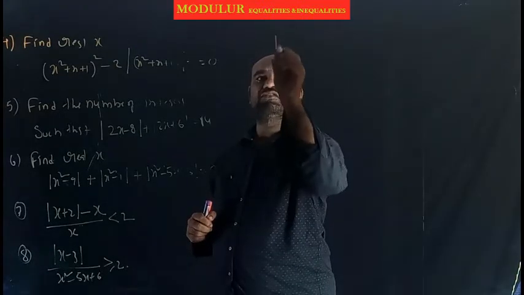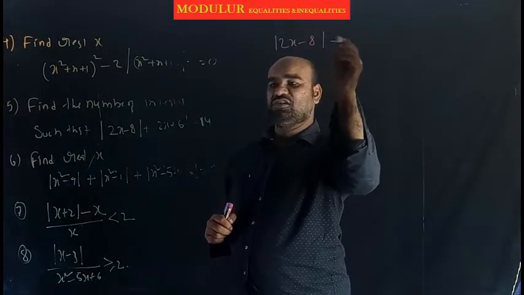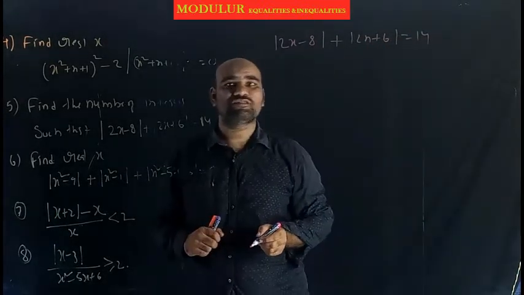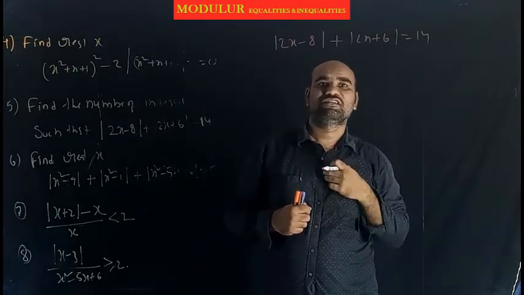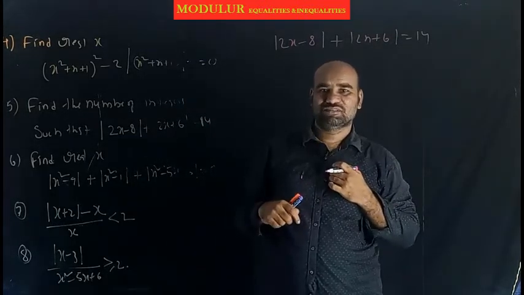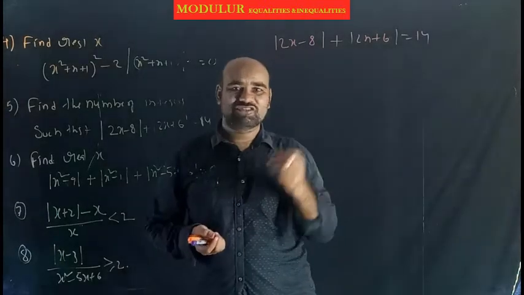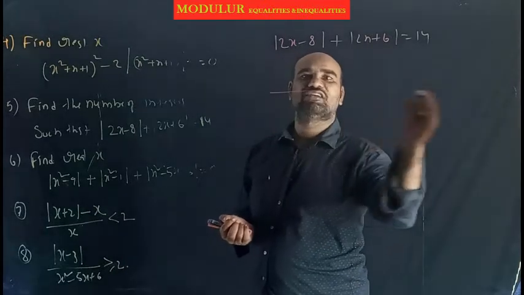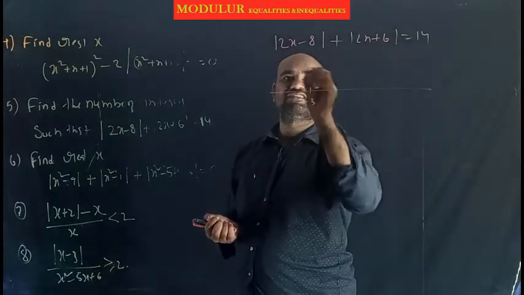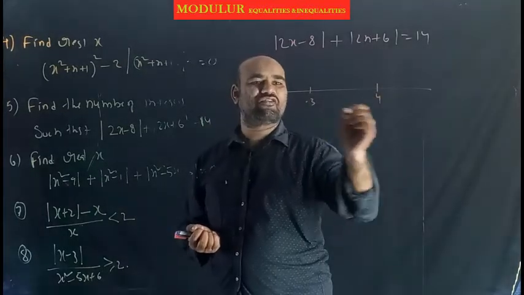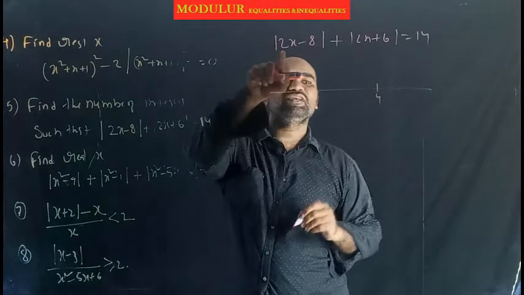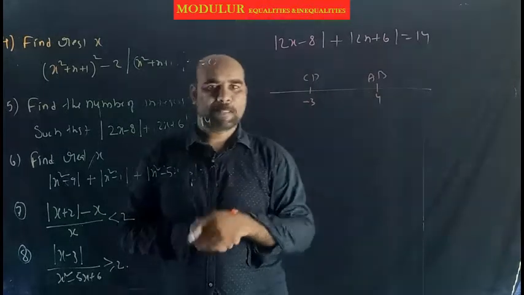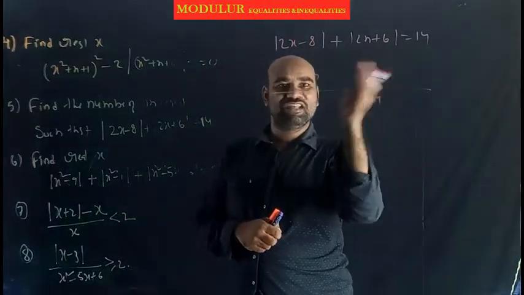Yeah, next question. Mod of 2x minus 8 plus mod of 2x plus 6 equal to 14. How many integral solutions are there for this equation? Actually we need to divide into some cases. But in the last part I explained one easiest method, the friends method. By using that you can directly solve this problem. The zero of this is minus 3, the zero of this is 4. Coefficient 2 means here 2 persons are there, A, B. Coefficient 2 here also, 2 persons are C, D. A, B want to meet C, D.